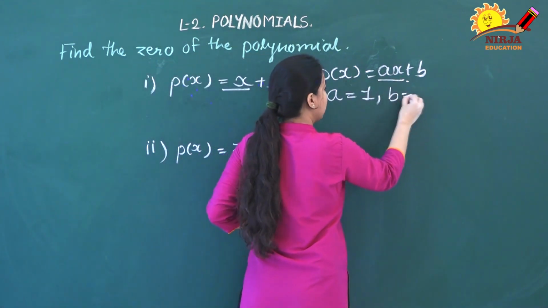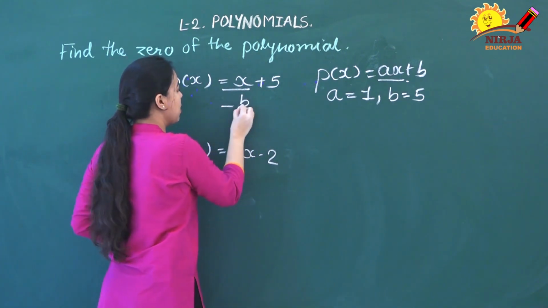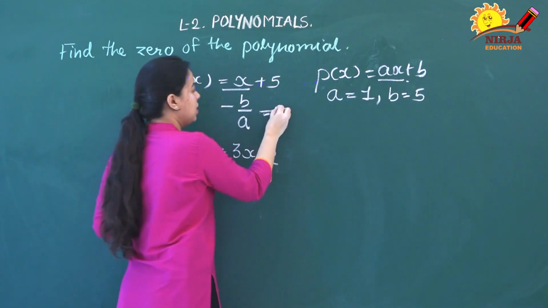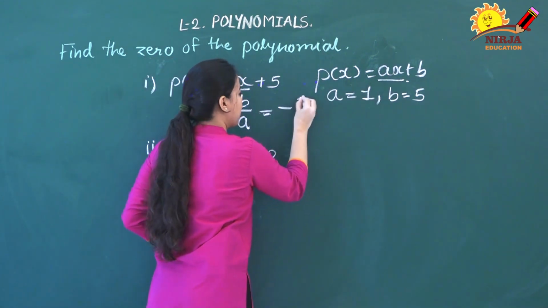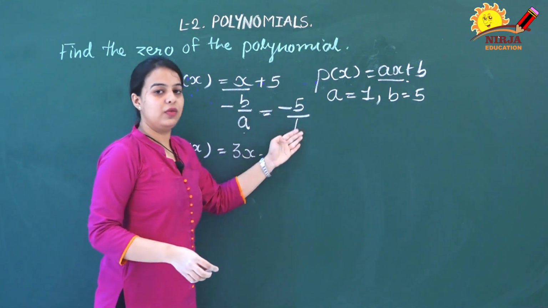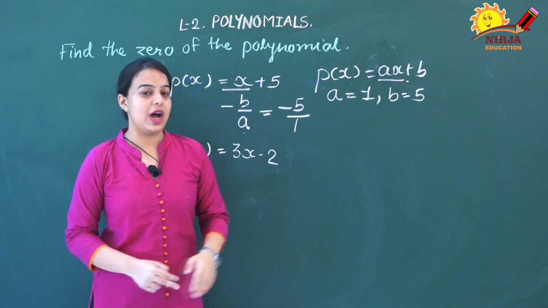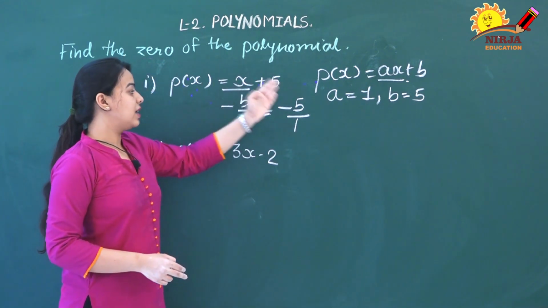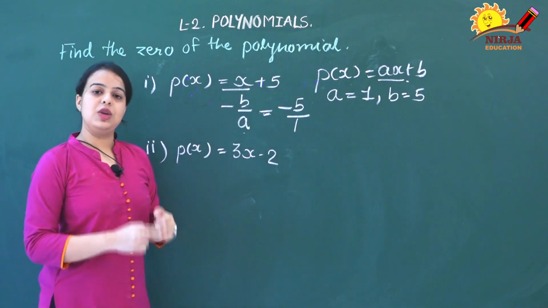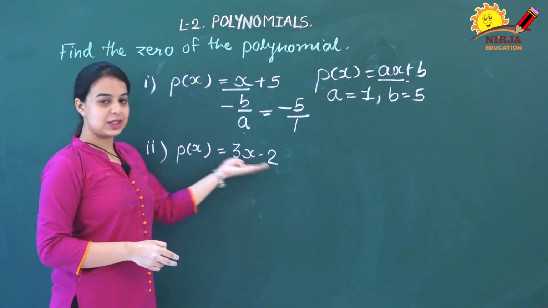So now we have the values of a and b. By the formula minus b upon a, we are able to find the zero of this polynomial. Minus b is minus 5 and a is equal to 1. So minus 5 upon 1 is the zero of this polynomial. If you want to verify, you can put the value of x as minus 5 by 1 in this and check. Next one is p of x is equal to 3x minus 2.